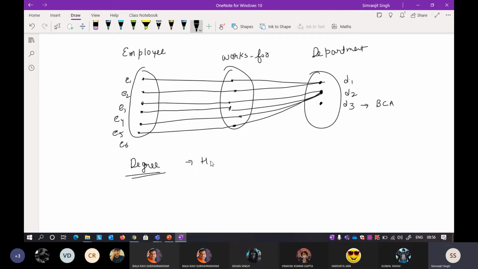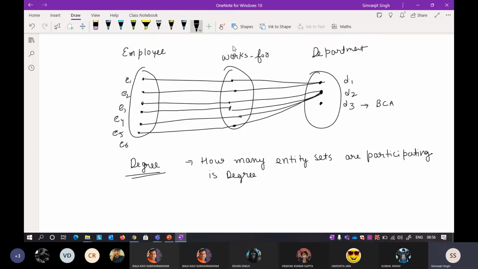How many entity sets are participating in a relationship is called a degree.